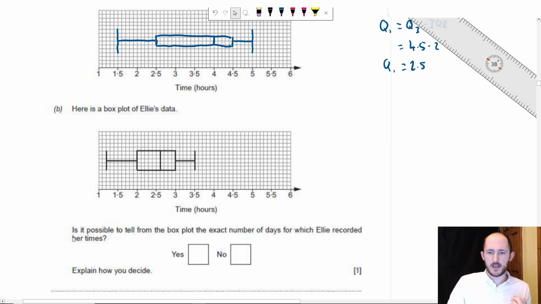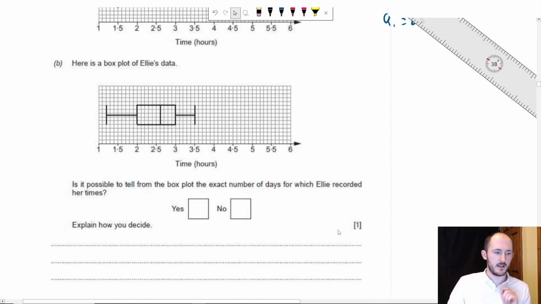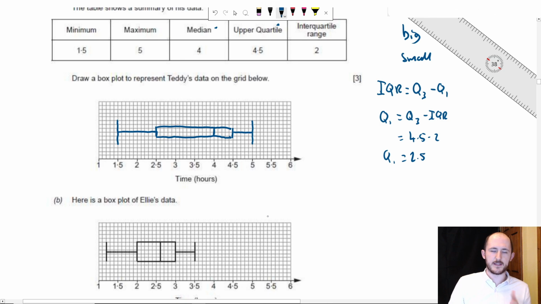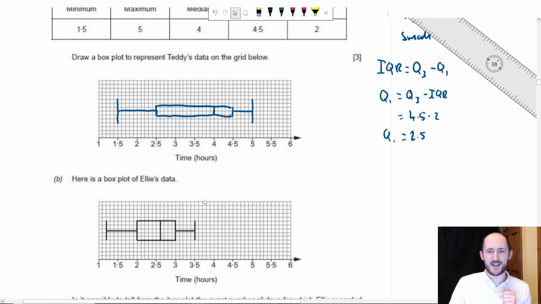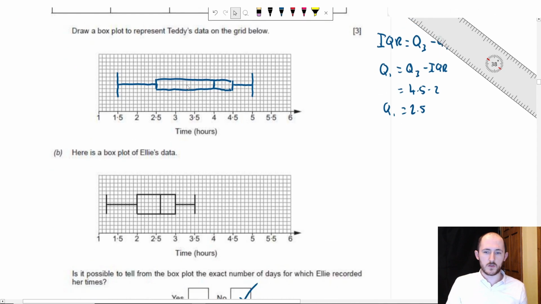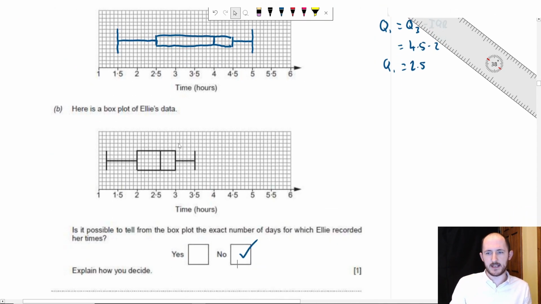Okay. Now, actually, my bad. I shouldn't have said that, because it says, is it possible to tell from the box plot the exact number of days for which Ellie recorded her times? No. Okay. So I assume that they did, but it turns out that was the exact wrong part of the question. So if you look, none of these values here tell me how many pieces of data I have, right? So I have no idea. How can I tell how many days she recorded it for?